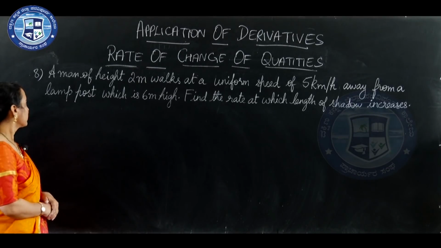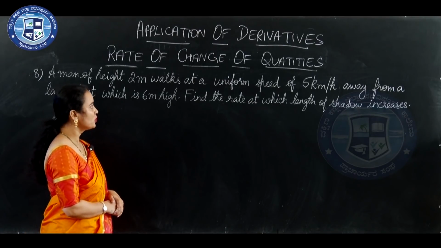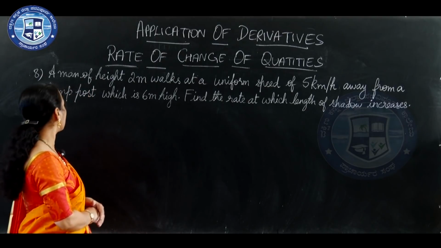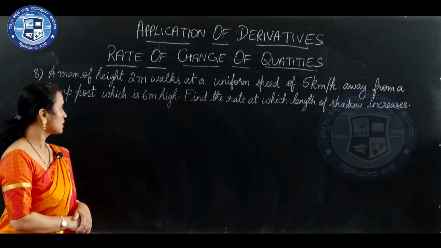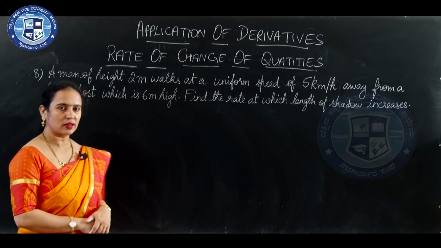Eighth problem. A man of height 2 meters walks at a uniform speed of 5 km per hour away from a lamppost which is 6 meters high. Find the rate at which length of shadow increases.